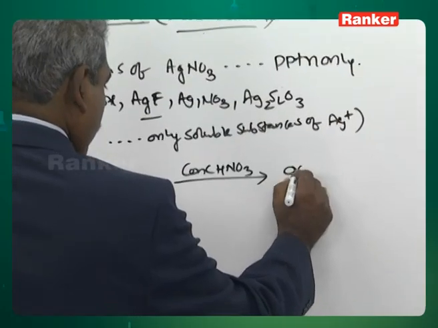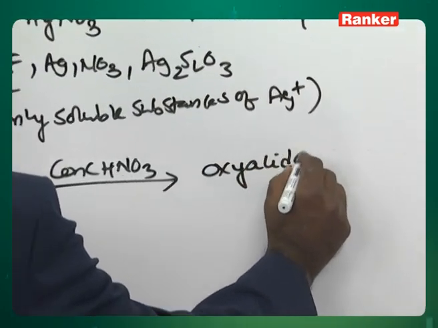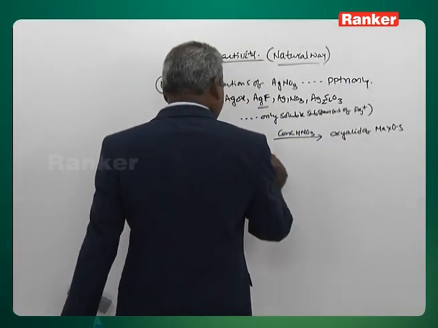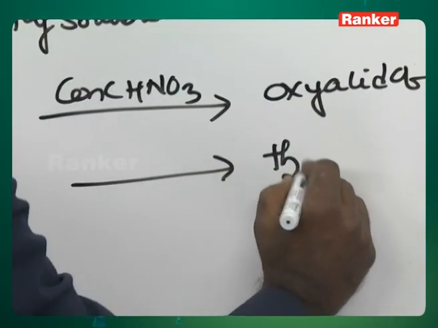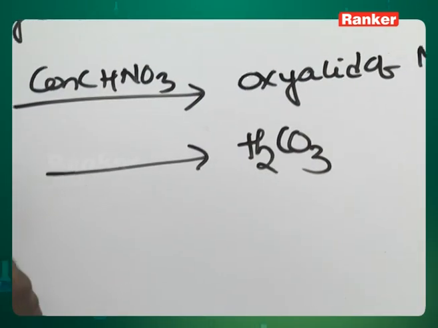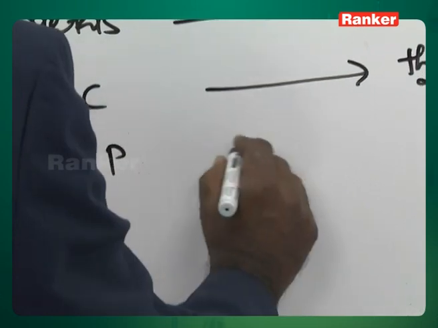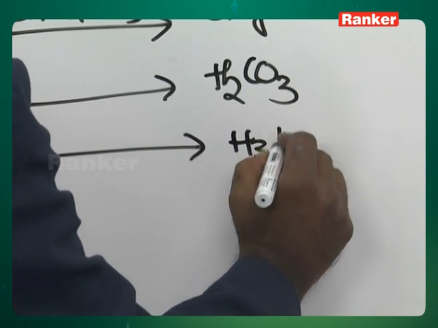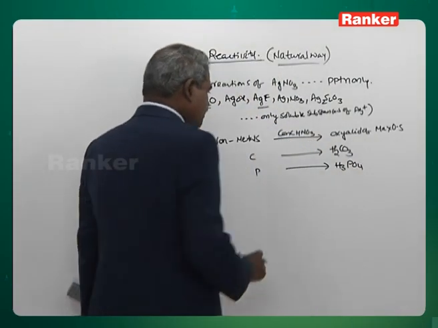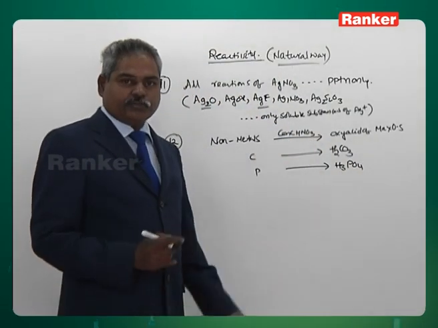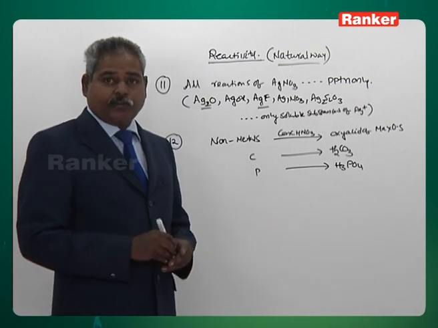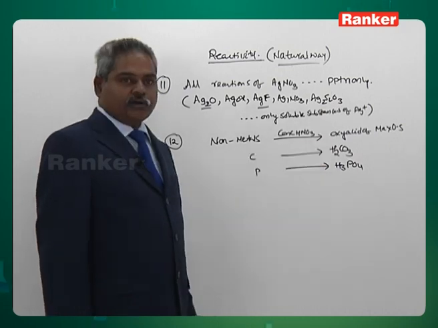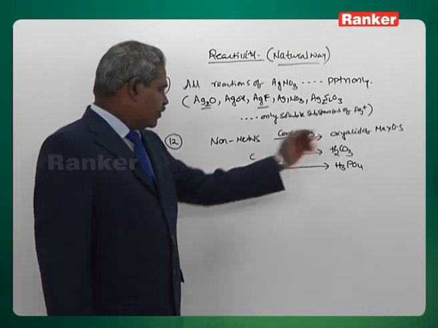What do you get? Oxy acid of maximum oxidation state. For example, if you take carbon, you get H2CO3. For example, you take phosphorus, what is the maximum oxidation state? Oxy acid, H3PO4, phosphoric acid. So, once again we are preparing oxyacids. If you ask me how are oxyacids prepared, if you remember well, by adding carbon dioxide to water, non-metal oxide to water, you get them.